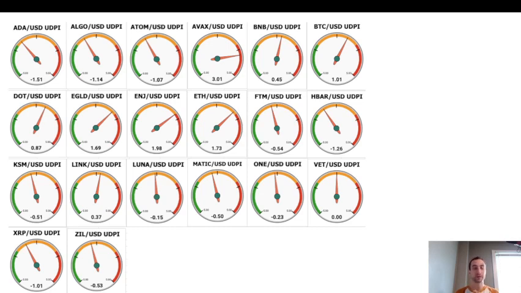So, we've been talking about some of these a lot. ADA, Algorand, Atom, these have all come up recently. The risk on all of them has continued to decrease. That's also true of XRP, that it's been low risk, although it hasn't been decreasing further. It's been pretty stable. We'll look at that in a moment.